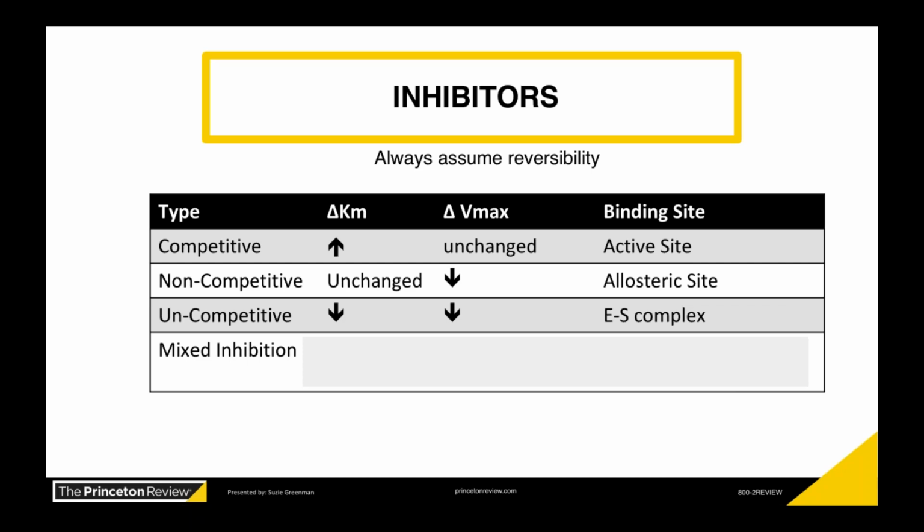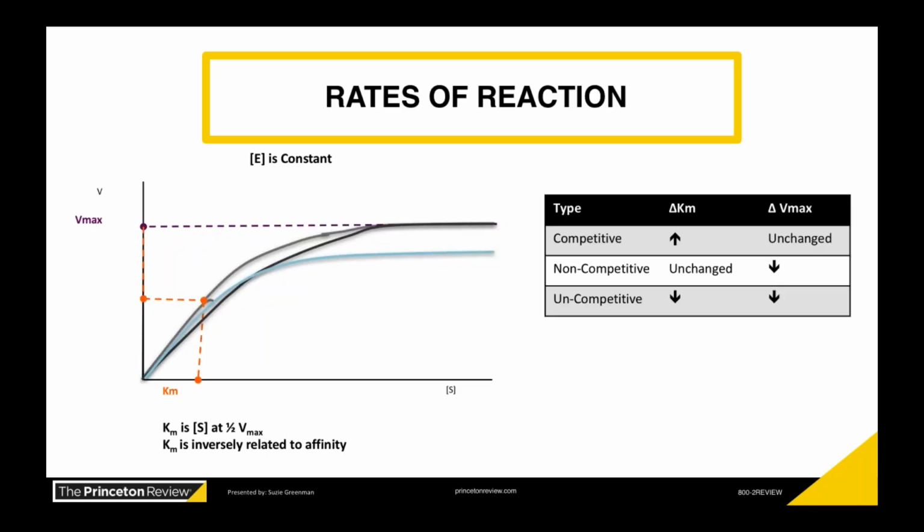So if my affinity goes up, my Km goes down. All right, so let's look at this one on a graph. So those are my last 3 lines. So my Vmax goes down, my Km goes down. So my new line is going to look something like this.